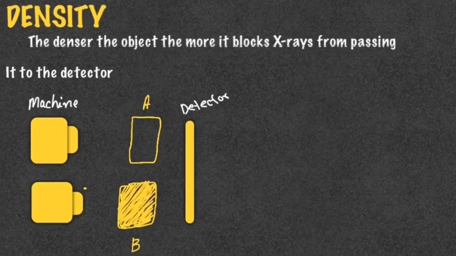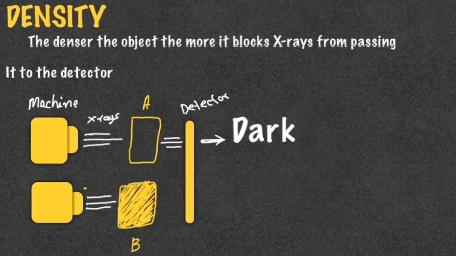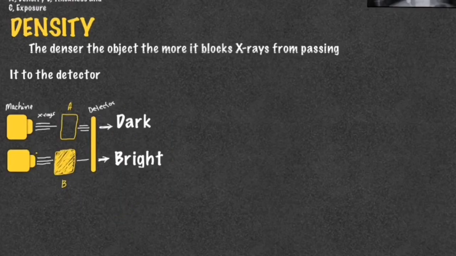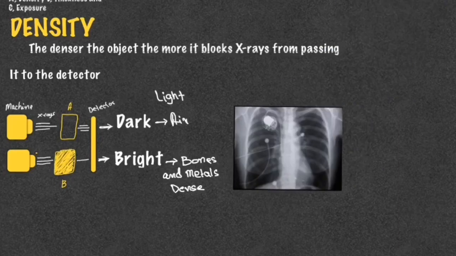dense. So in case of example A, more and more X-rays will pass and reach the detector to produce an image on the X-ray film, which will be dark, like lungs or air. In case of B, more and more X-rays will be blocked and the image will be bright, like bones and metal. So in this case, air will be darker because it is light and does not block the X-rays. Bones and metals are very dense, so they block the X-rays, so they will be bright.